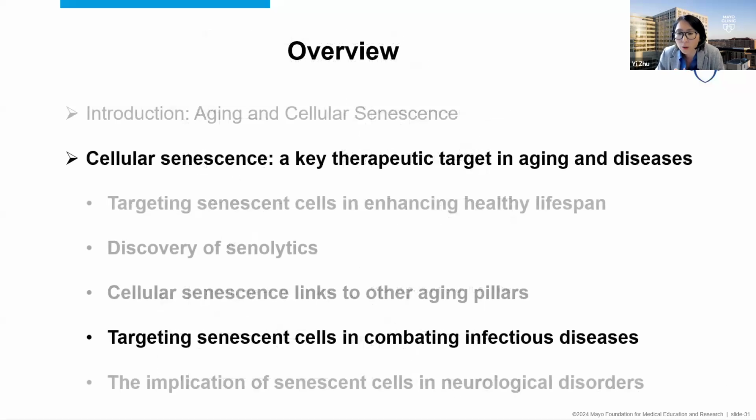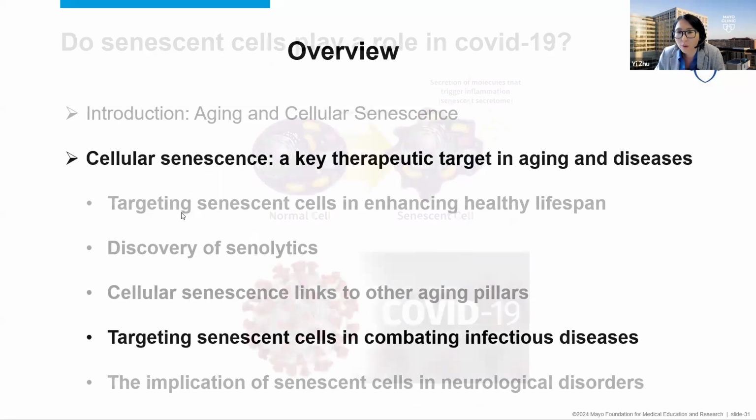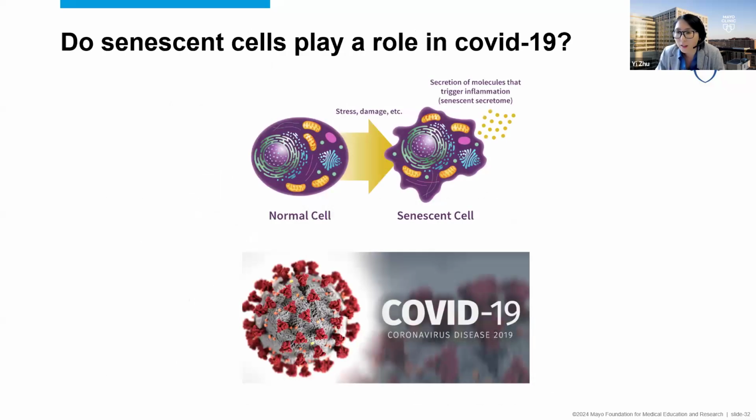And now I want to talk about the role of senescent cells in diseases. One of the diseases I want to talk about is infectious disease. As everybody knows from the pandemic, SARS-CoV-2 infection is also pretty much an age-related disease, because elderly patients develop more severe infection than young healthy people. Why is that? We also speculated that senescent cells might play a role there.